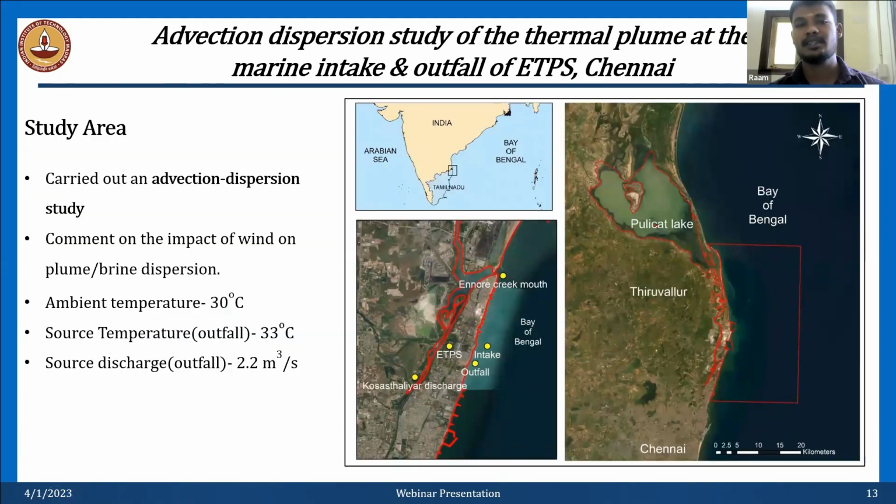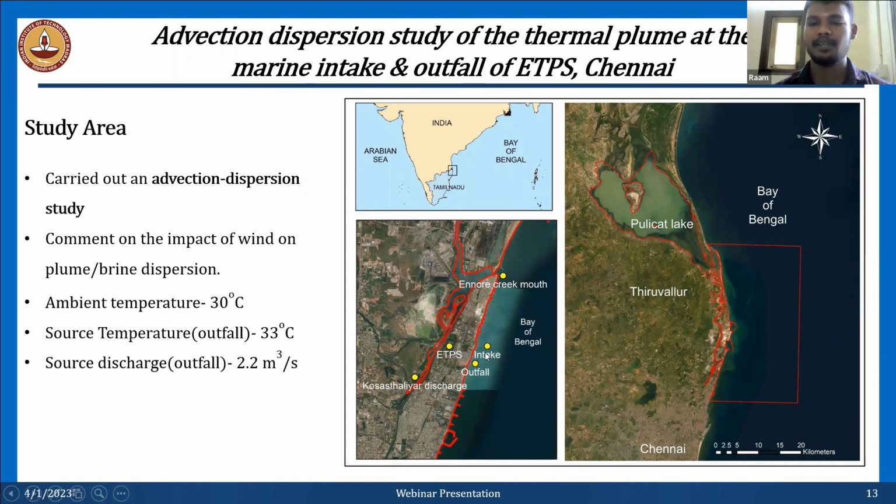And this is another study. This is an advection dispersion study. Previously we discussed the whole east coast of India. Now we have downscaled our model to simulate only a particular region, that is near the Ennur. This is our domain. In this domain, we have included the Pulicat Lake and Kosathalia discharge, and there is a power plant which is located near the Ennur. This is the outfall and intake.